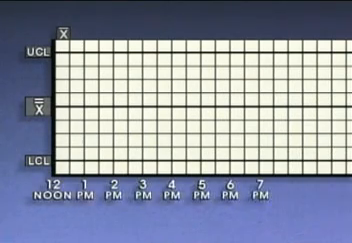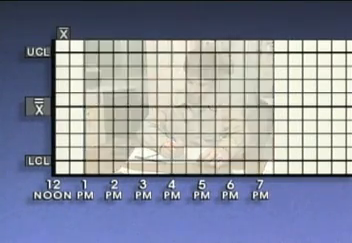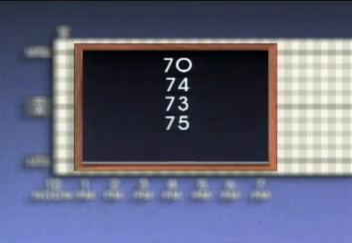Before the chart can be plotted, we have to record the readings. For this example, we'll say that the temperature readings are taken every hour. Once an hour, the temperatures at the 4 locations are taken and recorded on a data sheet. We'll say that the 4 readings are 70, 74, 73, and 75 degrees.